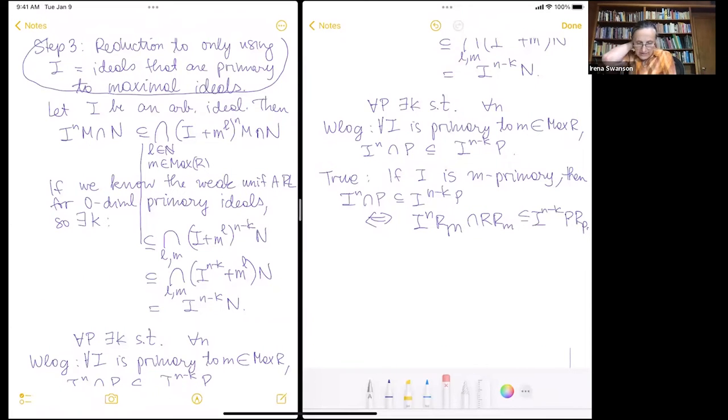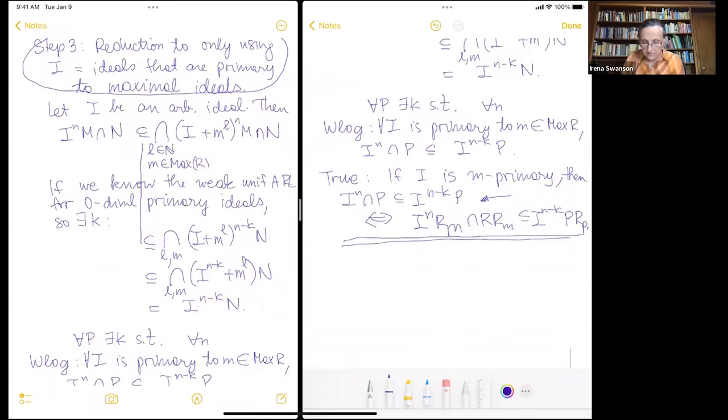If it's true locally at this M and I is M primary, well, globally, when we take this thing and this thing here and localize at any other maximal ideal, if they don't contain I, then the left side is just P localized at that maximal ideal, and so is the right side. So of course, this inclusion works after localization anywhere else. So, well, this looks pretty promising.